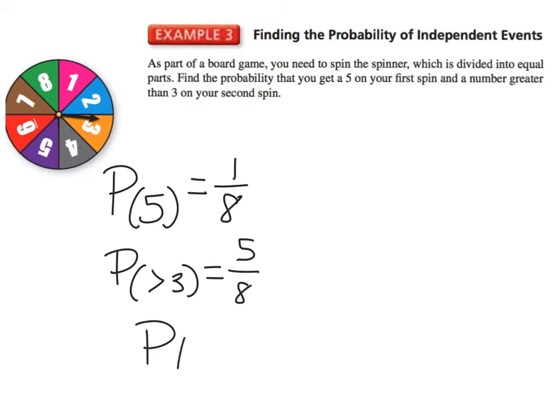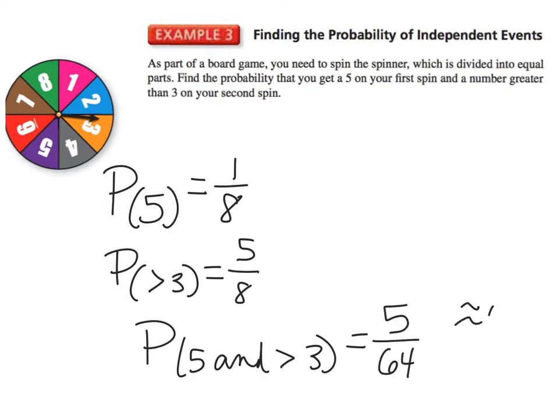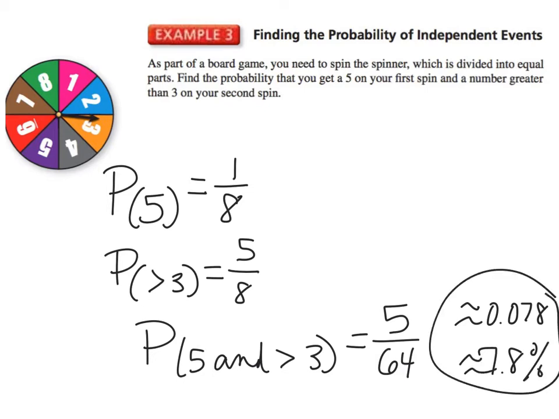So the probability of getting a 5 and a number greater than 3 is going to be 1/8 multiplied by 5/8, which is 5/64, which we need to write as about 0.078, which is about 8% or 7.8%. So any one of these would be correct. This is probably what you're going to see most of, either a fraction or the percent.